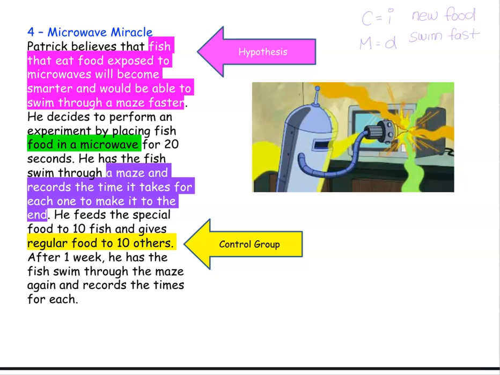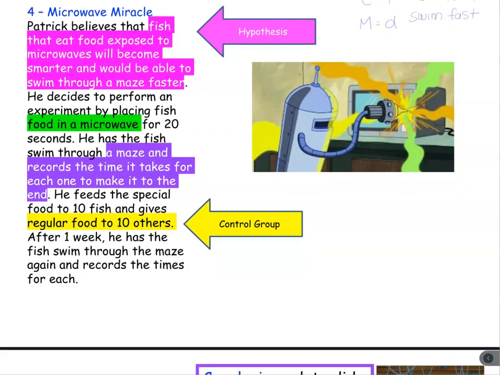And then which group is the control group and which group is the experimental group? That's another thing that you need to look at when you're looking at these scenarios. Again, these questions are going to be on your test, and there's several of them. So being able to tell these things apart is going to be very important.